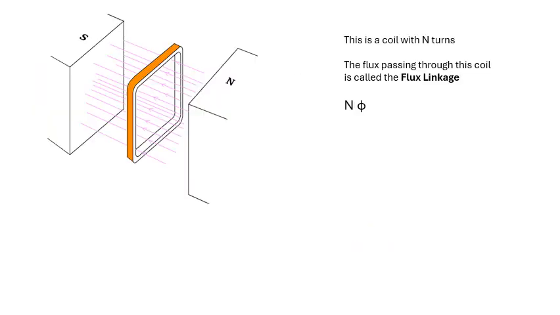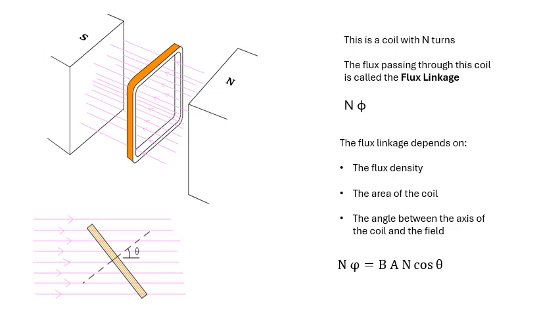Now, this is a coil with N turns, and looking at the diagram, we see that there's lots of flux going through the coil. Because there are lots and lots of turns, we don't just say flux now, we say flux linkage. So that's where this comes from. N is the number of turns, so NΦ is the flux linkage.